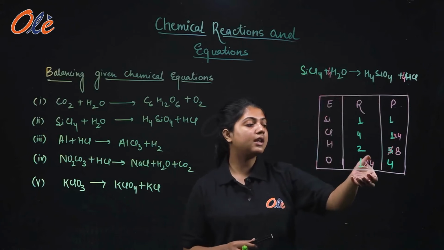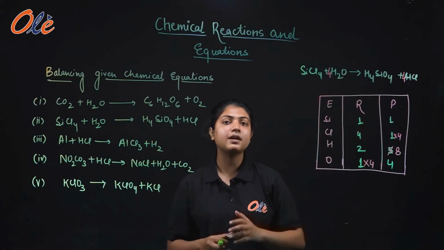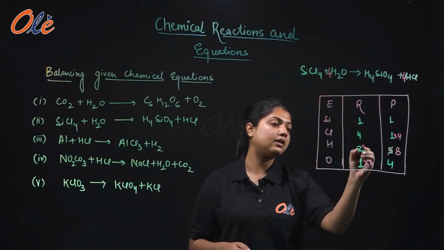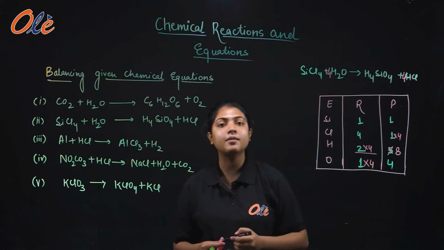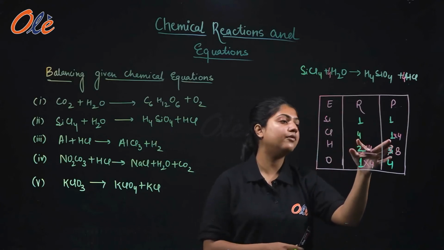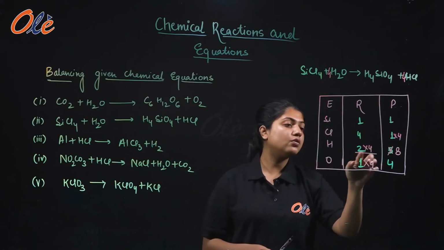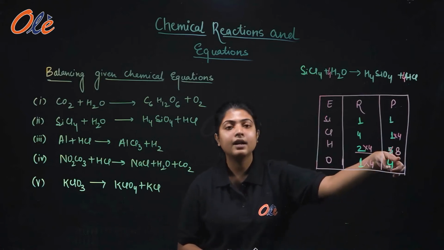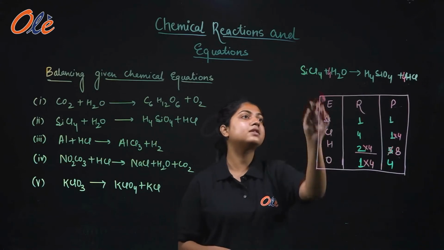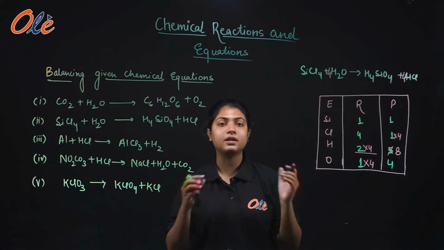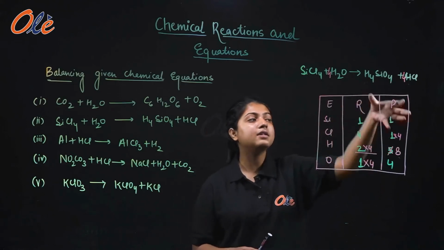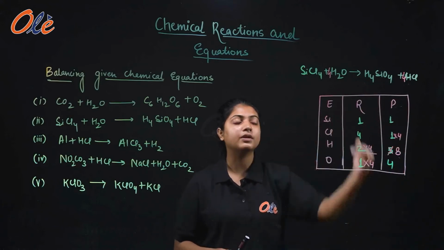When we multiply by 4 in this compound for oxygen, the count of hydrogen also increases. Now hydrogen is 8 on the reactant side because it has also been multiplied by 4. Now you can see silicon 1 on both sides, chlorine 4 and 4, hydrogen 2 multiplied by 4 that is 8 and 8 here, oxygen 1 multiplied by 4 and 4. That means this is our balanced chemical equation. Why? Because the number of atoms of elements on the reactant side is equal to the number of atoms of elements on the product side.